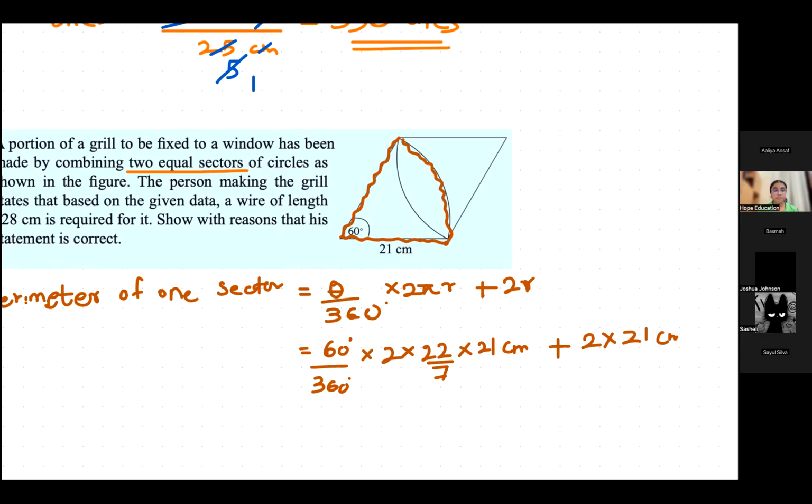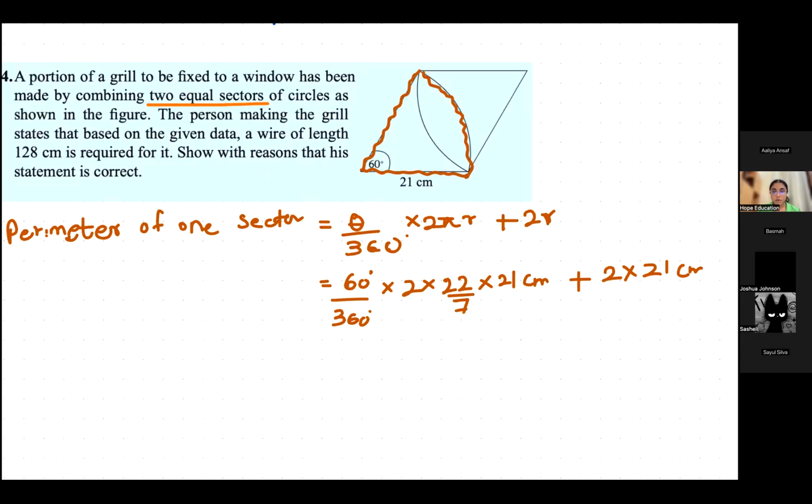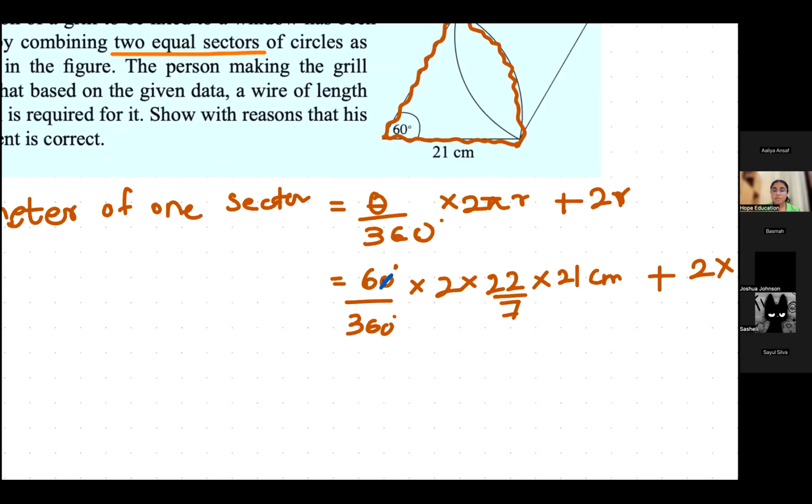Now we will simplify. 0 and 0 cancel. 6 times 1 is 6. 6 times 6 is 36. 2 times 1 is 2. 2 times 3 is 6. Then 7 times 1 is 7. 7 times 3 is 21. 3 and 3 cancel. Then only 22 is remaining.